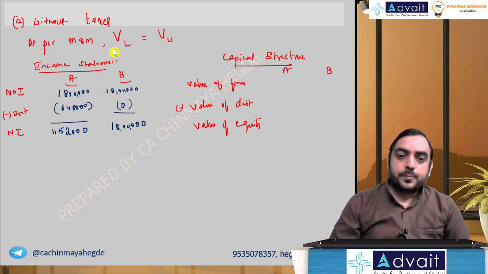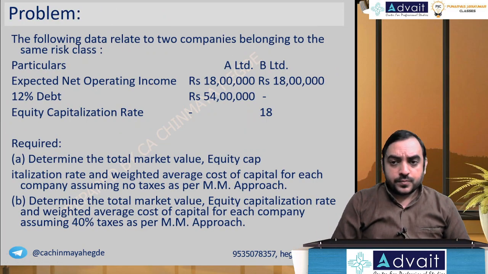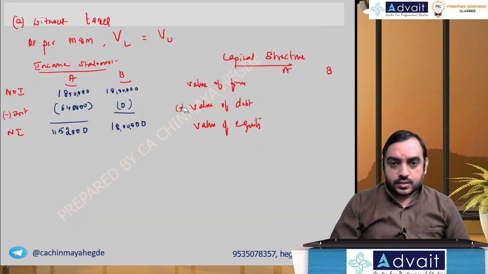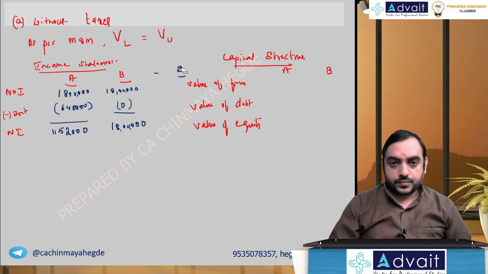Okay, then what about the cost they have given? I'll just write for A and B the cost percentage separately. Two percentages will come, so I will have two columns.